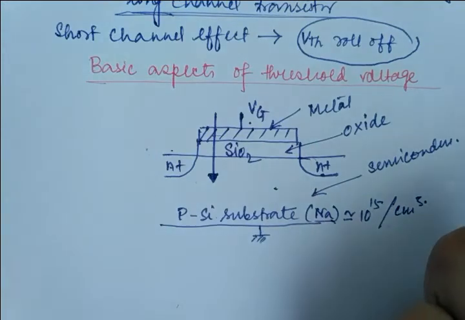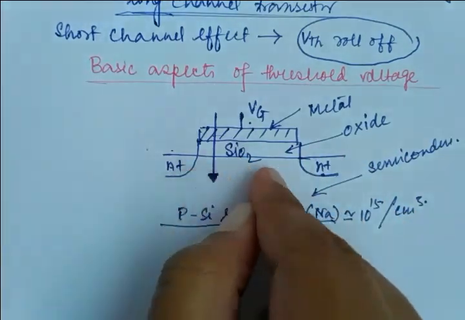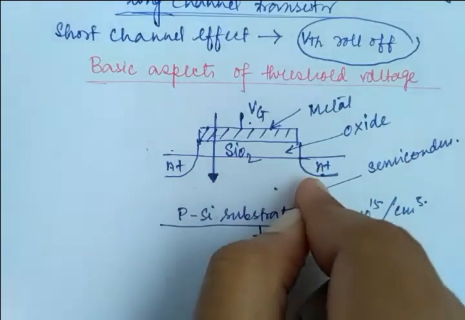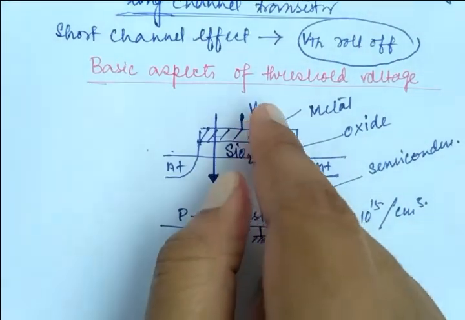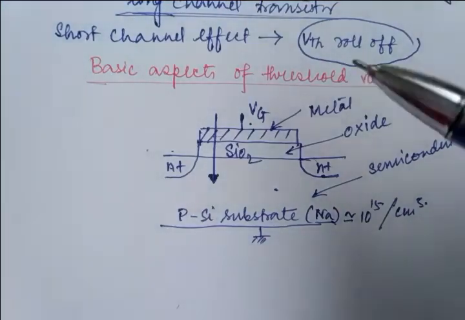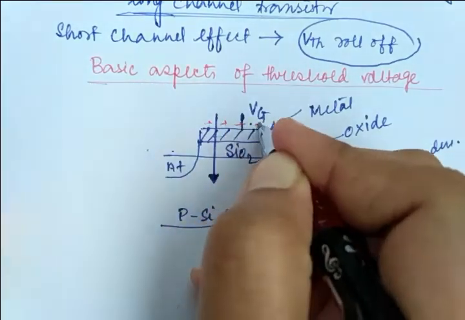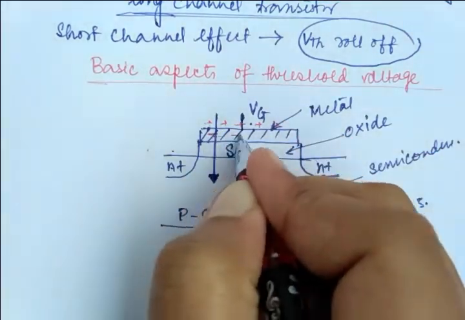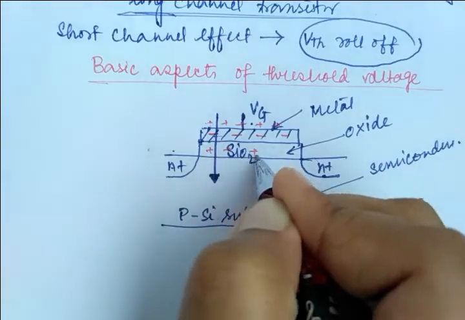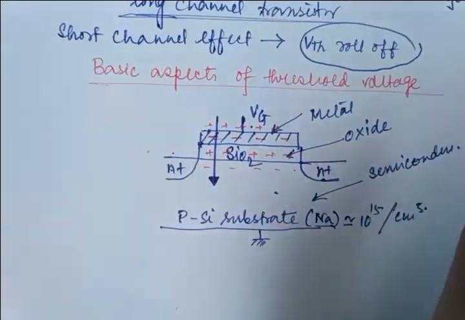What will be the answer? You all know that it is an n-channel transistor, so we have to create a channel of electrons in between source and drain. So that's why we will apply a positive gate voltage, positive threshold voltage, right? If we apply this positive voltage, due to this capacitive effect, here it is negative, here it is positive, and here it is negative. So that's why it is called the MOS capacitor.